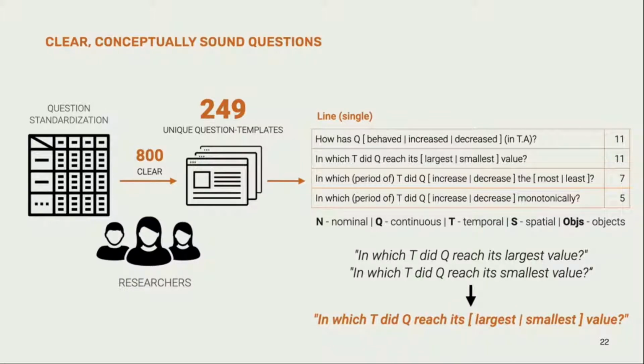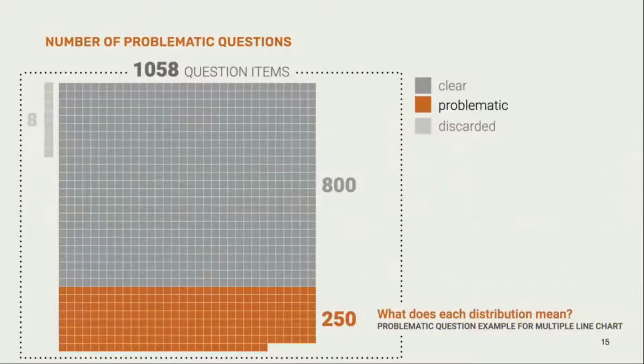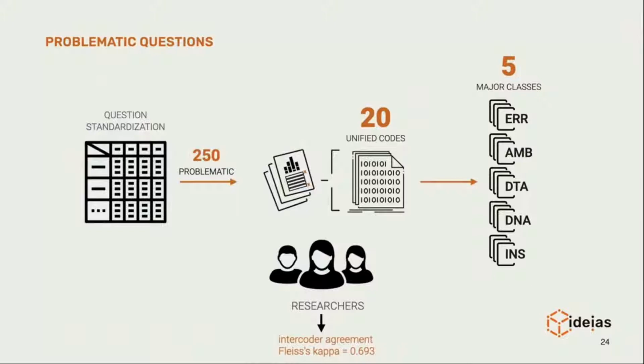We abstracted the standardized questions as parameterized templates, replacing the variables' names with their corresponding types. We also parameterized question variations. We also flagged 250 questions as problematic, which means that those question instances could not be clearly answered by inspecting the visualizations. We individually recoded the questions and discussed the code definitions again in 3 more iterations until we were satisfied and had a substantial agreement. We raised a unified set of 20 codes, categorized into 5 major classes I will describe in the next slides.